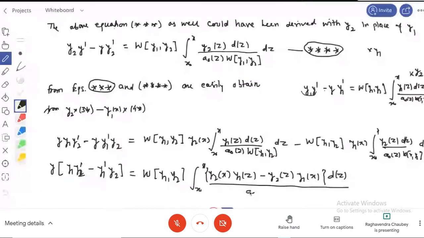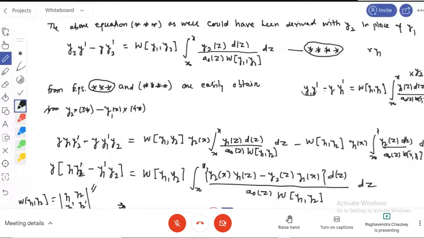The denominator term is a naught z, the Wronskian of y1 y2, whole integrated with dz. Okay, and what is the Wronskian of y1 y2? This is the determinant of y1 y2, y1 prime y2 prime, so this equals y1 y2 prime minus y1 prime y2. This is the Wronskian of y1 y2, and this is also the Wronskian of y1 y2, so these cancel out. So we find this general solution, that is y(x).